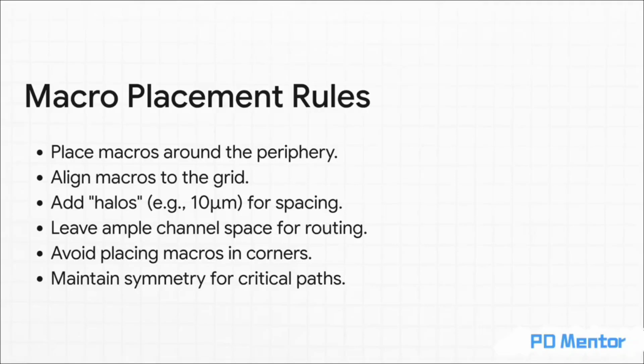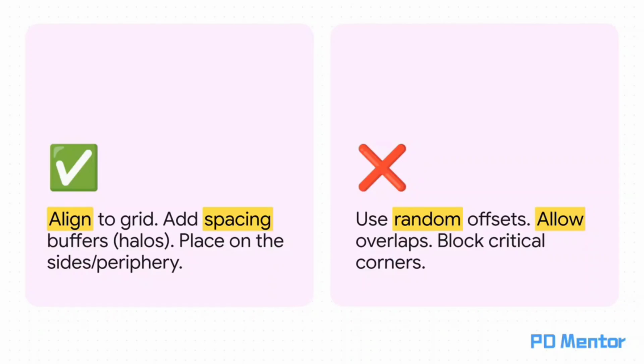Now these aren't just friendly suggestions, these are crucial hard and fast rules. We almost always place macros around the periphery, on the edges. Why? To keep them from blocking the flow of logic right through the middle of the chip. We also add what we call halos. Think of them as keep-out zones to give them some breathing room. And that rule about avoiding corners? That's a big one. The corners are prime real estate for the power rings that feed the entire chip. Blocking a corner is like building your skyscraper directly on top of the city's main power substation. Just a terrible idea. So let's make this crystal clear.